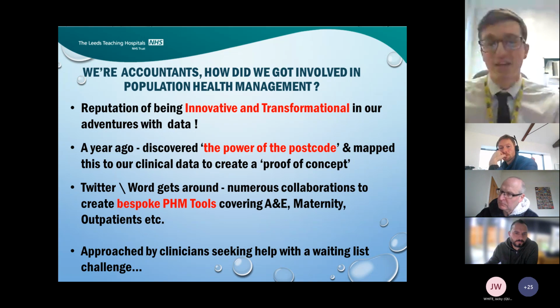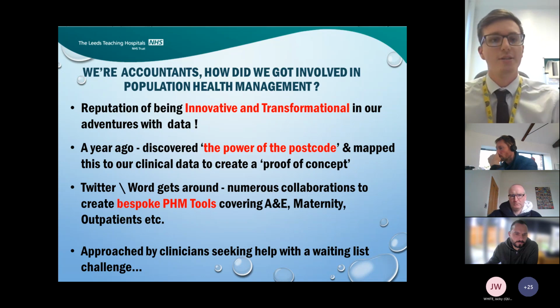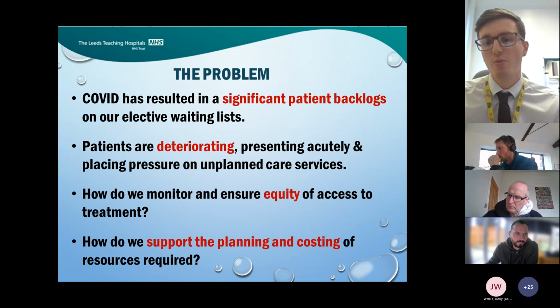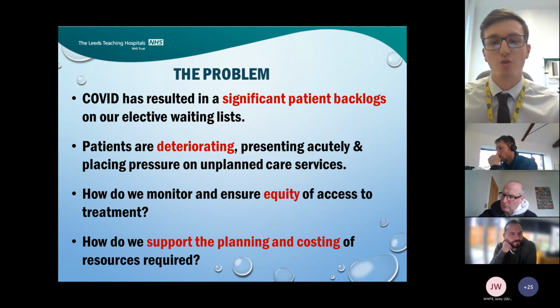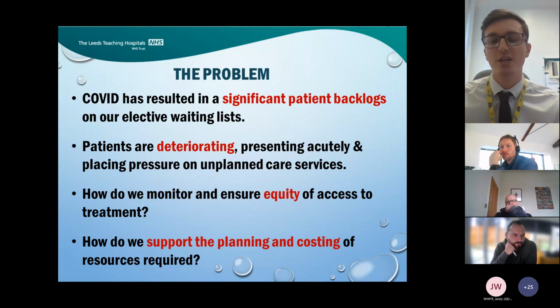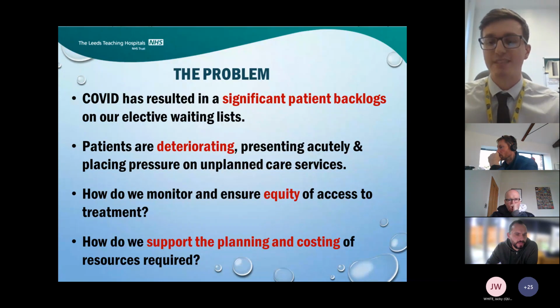Now, about a year ago, again, we were approached by a couple of different clinicians that were wanting to seek our help with how can we begin to use our waiting list data to overcome many of the problems that we might have. So the problem that we have within our trust that I'm sure everyone here and across the country will experience is that COVID has resulted in significant patient backlogs in our elective waiting list, because obviously we really had to reduce the number of electives we were having through only having patients who needed to be seen at that very moment. And obviously that's meant a lot of patients have had delays for treatment, and we're now seeing the outcome of that with a lot of patients waiting.